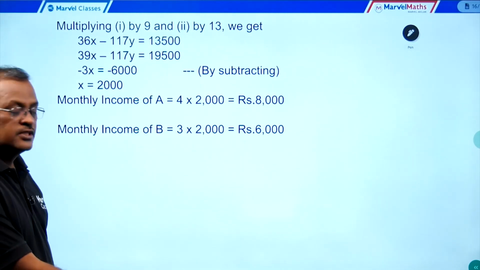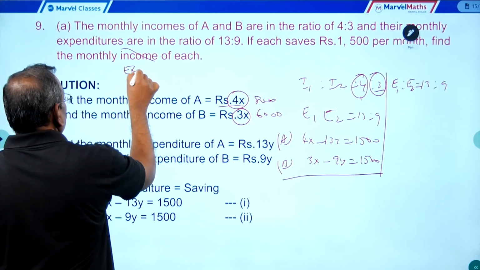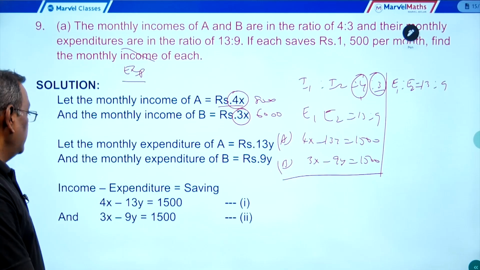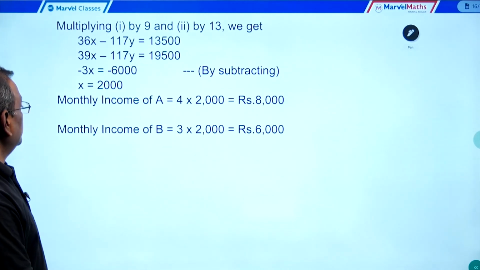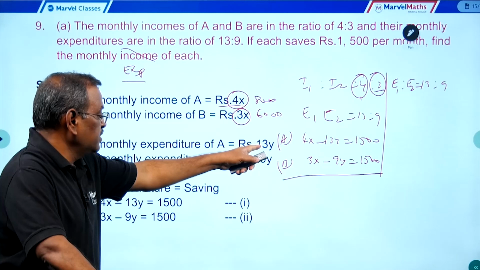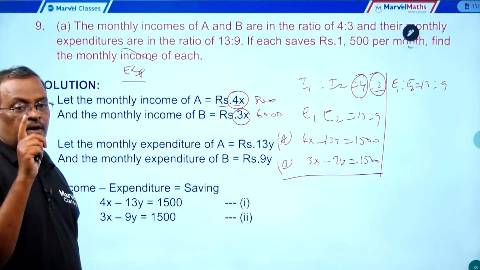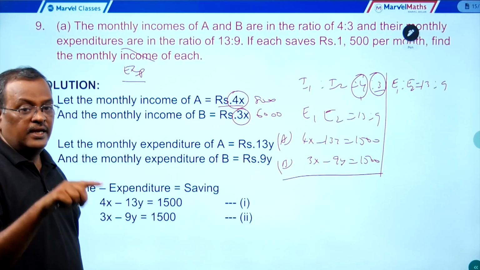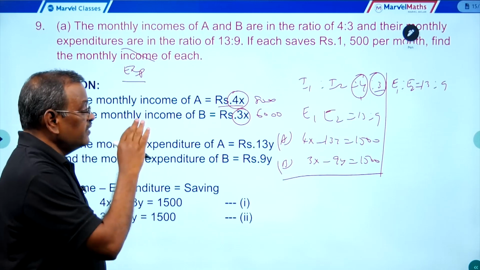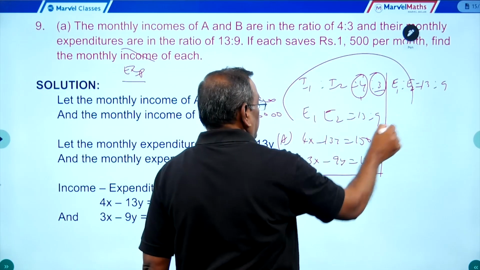8000 and 6000. Suppose the question is to find the monthly expenditure. Then you have to find the value of y, and substitute it in 13y and 9y. So practice two different types of problems: one related with income, another related with expenditure. Okay. Very, very important, so don't forget this initial assumption.